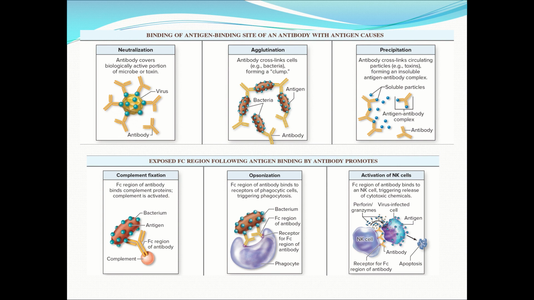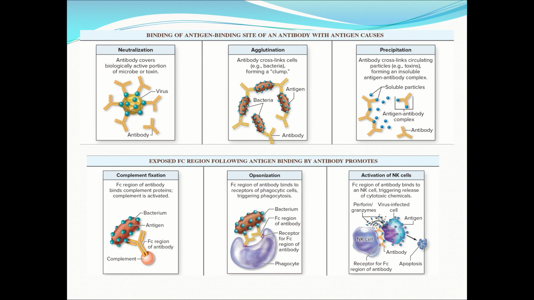Here's what the binding of the antibodies will do. In the first 3 on top, it says the binding of an antigen binding site of an antibody with an antigen causes neutralization, agglutination, or precipitation. Neutralization occurs when an antibody covers the biologically active portion of a microbe or a toxin, so it shuts down.